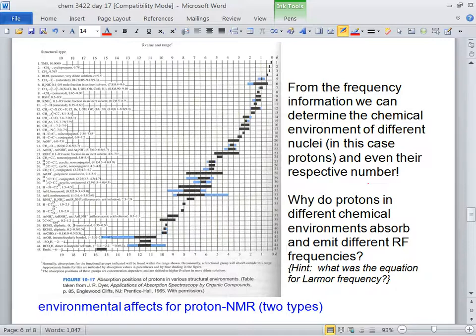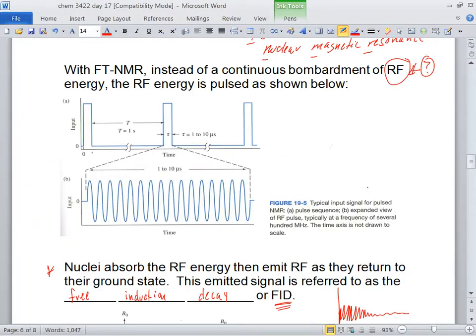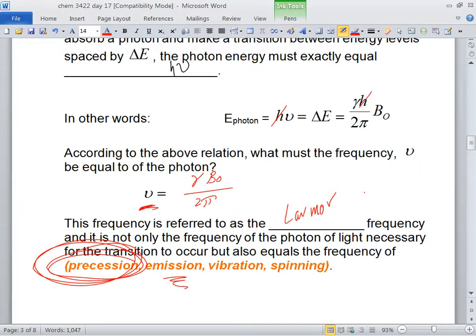Why do protons in different chemical environments absorb and emit different RF frequencies? Hint: what was the equation for Larmor frequency? Is it mu equals gamma over 2 pi times the magnetic field? Here it is right here. What could change in there? The magnetogyric ratio is going to be a constant for each element. It's different for different elements, but they're all protons, so you can't mess with that. Can't mess with 2 pi. So what has to be happening here is B naught, the magnetic field, has to be changing.